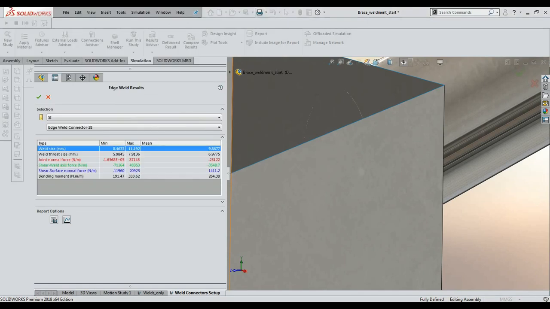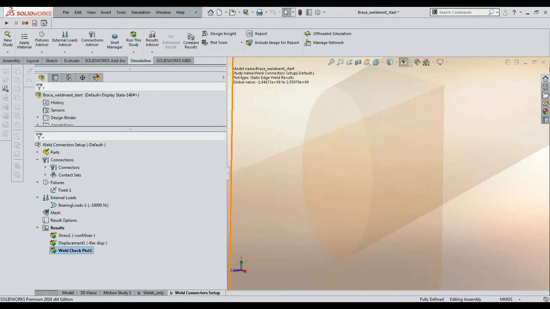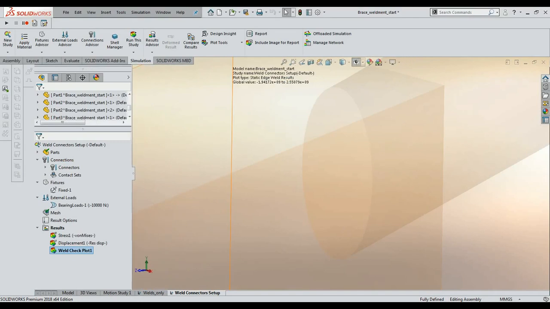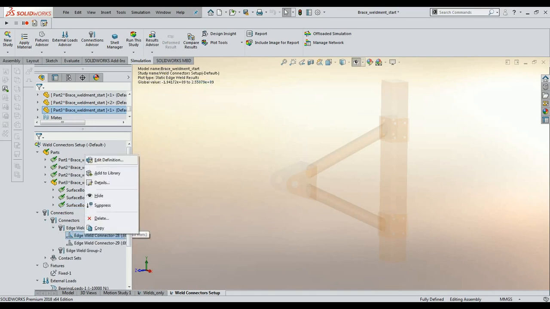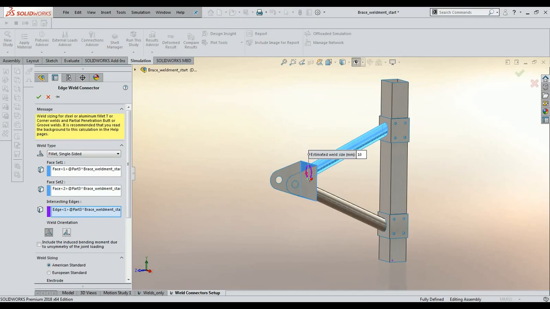So how is the estimated weld size calculated, and how does SolidWorks Simulation know the mismatch of the thickness I introduce? Let me show you how we can calculate and estimate the weld size here. In this property manager, this is the weld connector properties I have to introduce.